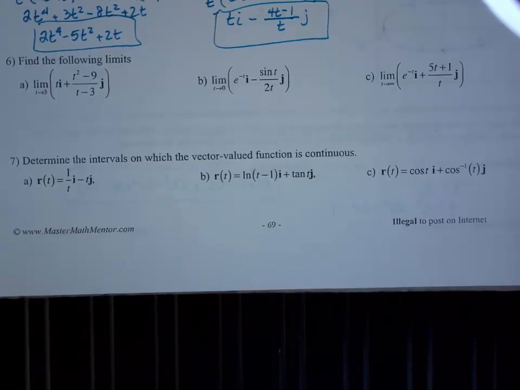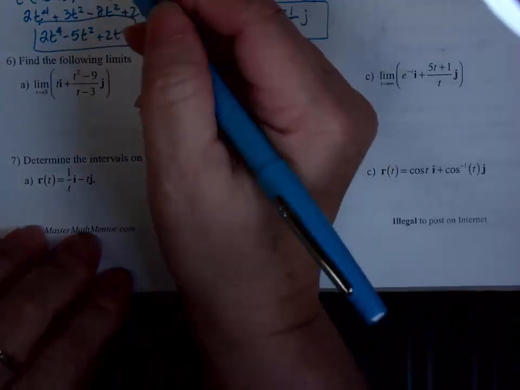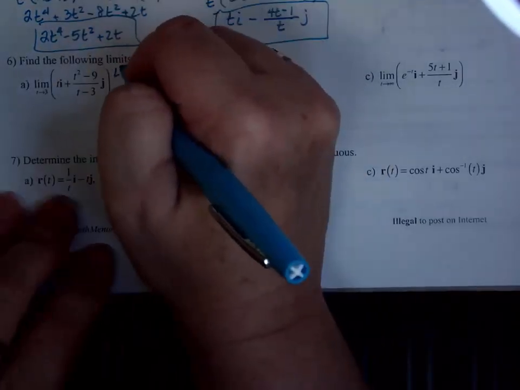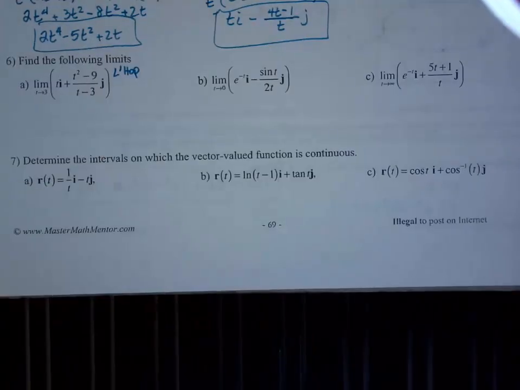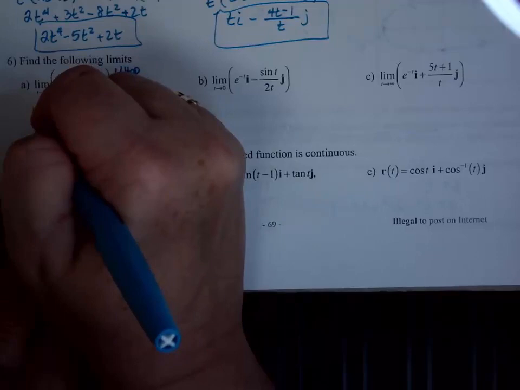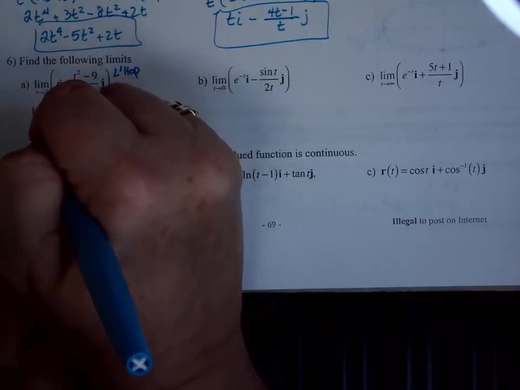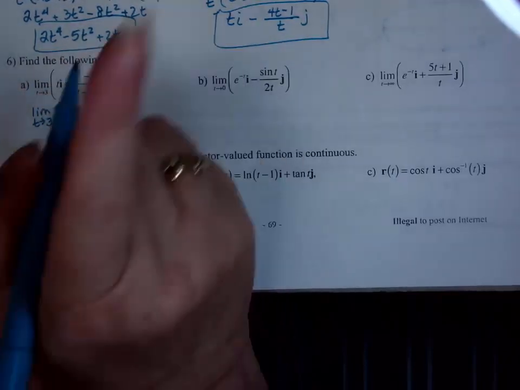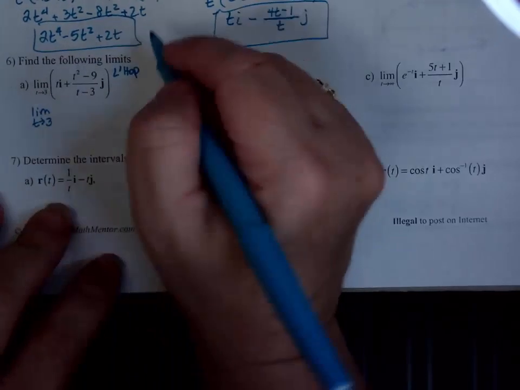So what can I do? I can factor, or I can do L'Hopital. Do you have a preference? L'Hopital. We all like L'Hopital. Okay. So what I have to do is write L'Hop out to the side, which means I'm going to do L'Hopital. And so we're going to do the limit as t approaches 3. Now I know I can do the first term, but I'm not going to do it until I do all of them at the same time.